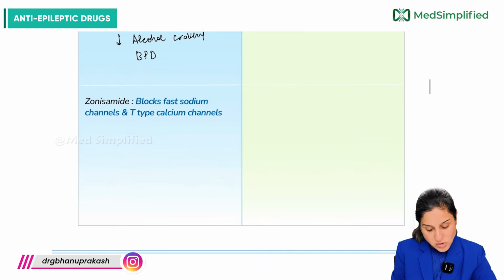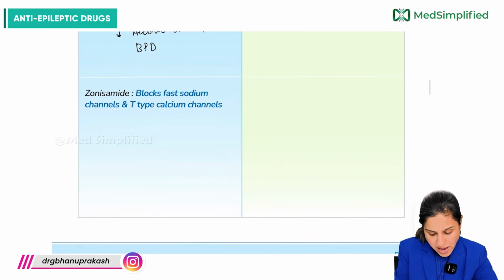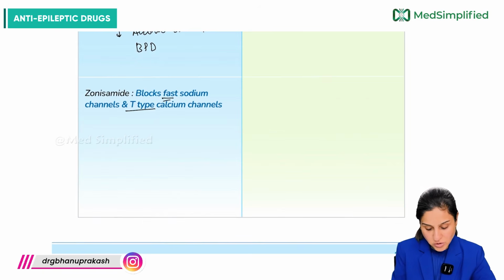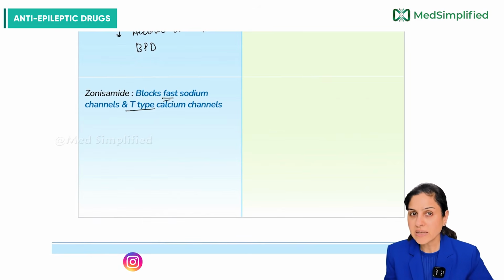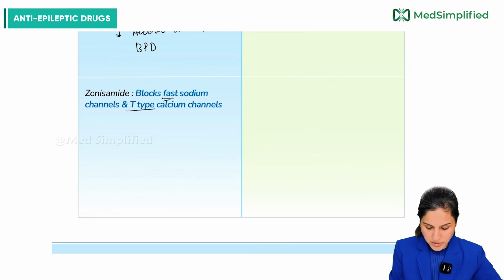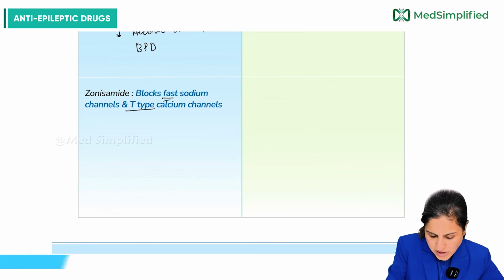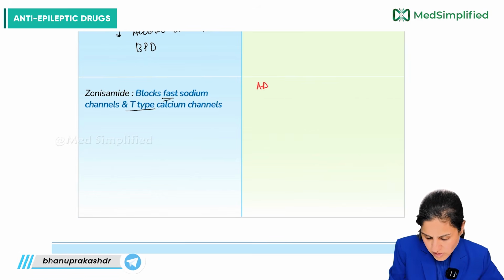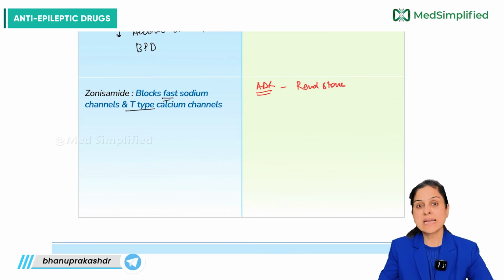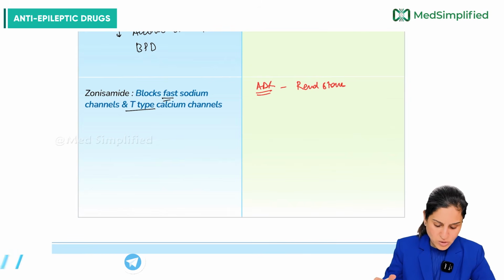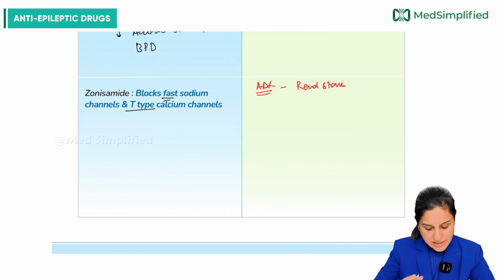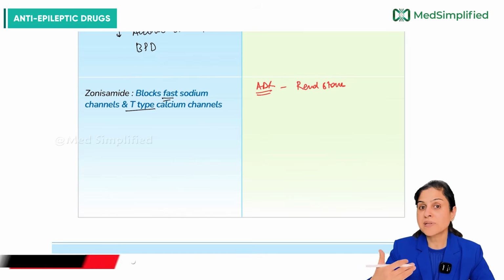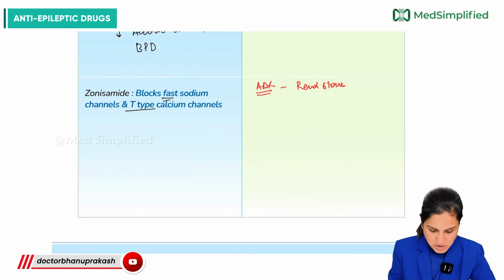Next drug we have is zonisamide. It blocks the fast sodium channels and also the T type calcium channel. So this drug will be effective even in case of absence seizures, right? The major adverse effect you need to know about this drug is that it can cause renal stones, just like topiramate. It is also a sulfonamide derivative, so hypersensitivity reactions can also be seen with this particular drug.